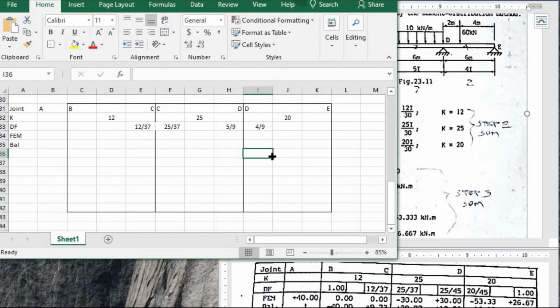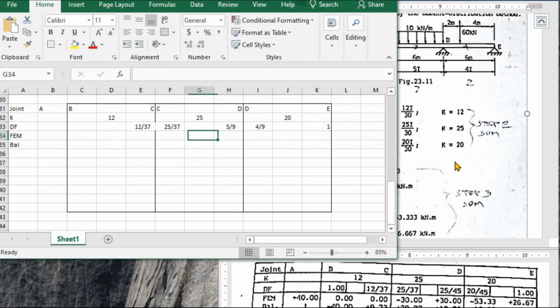Yan. So 5 over 9 and 4 over 9. But what is 5 over 9? That is the same simply as 25 all over 45, di ba? Ito, 20 all over 45 is the same as 4 all over 9. And then, dito naman, it is simply 1. Or, you can check, equal sign, this is 20, divided by summation of k at that joint, 20 plus 0 would still give you 1. Okay? So, that is simply 1.